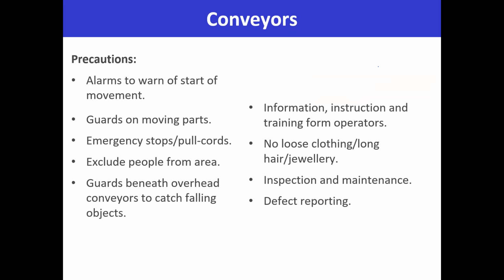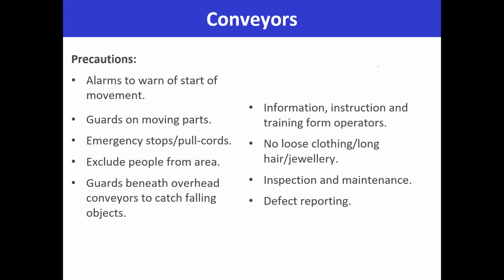Precautions, obviously, you need to make sure that there is an alarm to warn the people at the start of the movement of the conveyor belt so nobody gets entrapped or stuck in it. Guardrails should be provided on all moving parts because they are very, very dangerous. All moving parts should be protected. Emergency stops or pull cords should be available at various locations. Exclude the people from the area. Don't let other people work in the area when conveyors are operating.